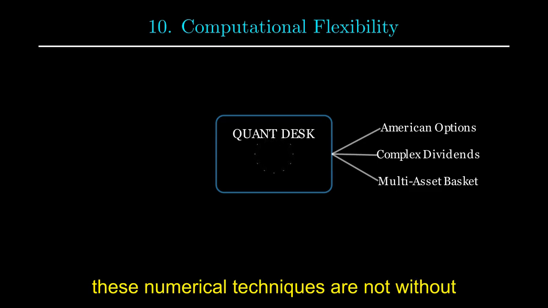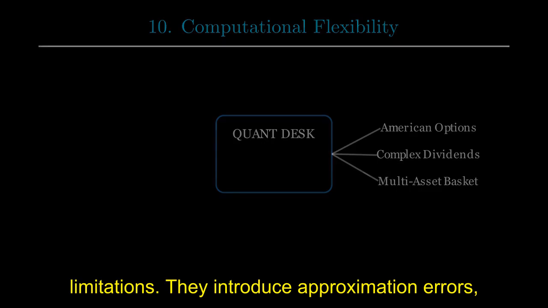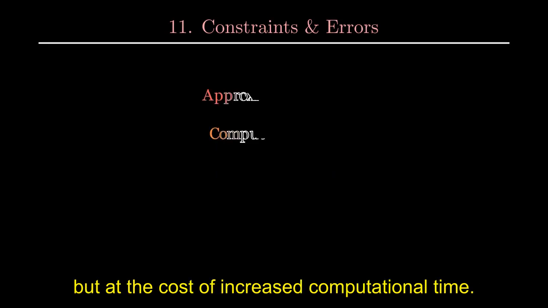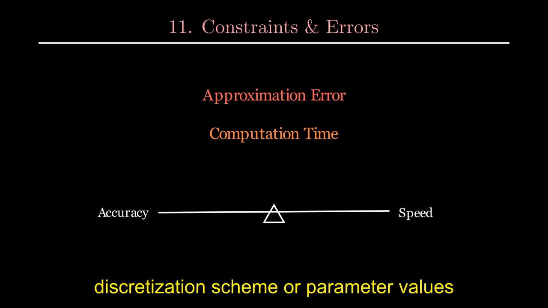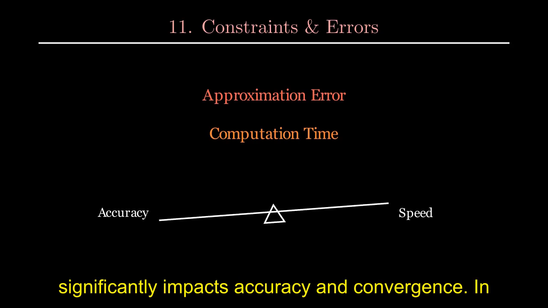However, these numerical techniques are not without limitations. They introduce approximation errors, which decrease as the grid or tree becomes finer, but at the cost of increased computational time. Stability issues can arise, and the choice of discretization scheme or parameter values significantly impacts accuracy and convergence.